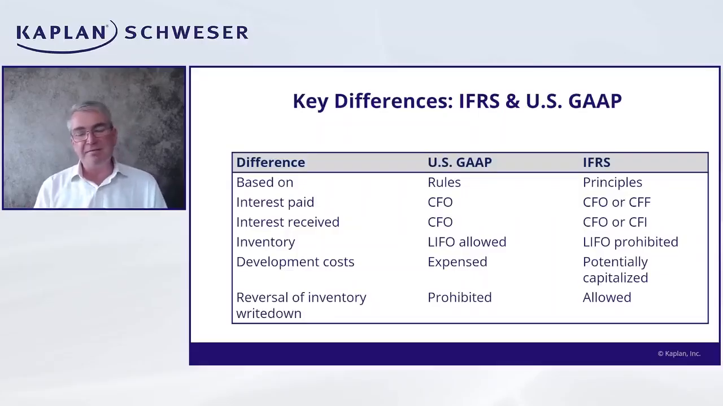Same with interest received. Notice US GAAP says treat it as a CFO always. IFRS says, well look, is receiving interest part of your business? Again, if you're a bank, if you're a financial institution, it probably is, in which case you'll treat it as a CFO. If it's not, it's incidental to your core operations, then treat it as CFI.